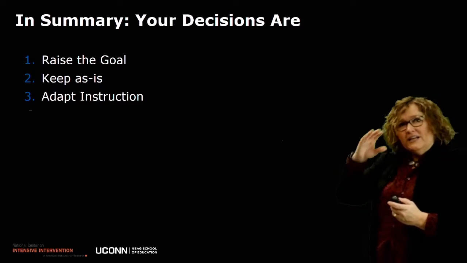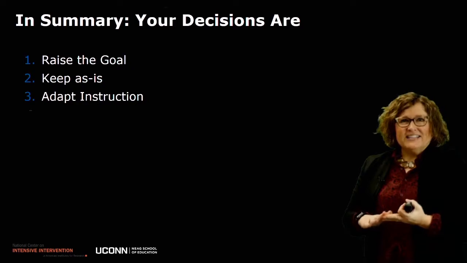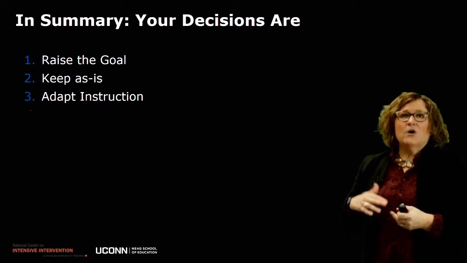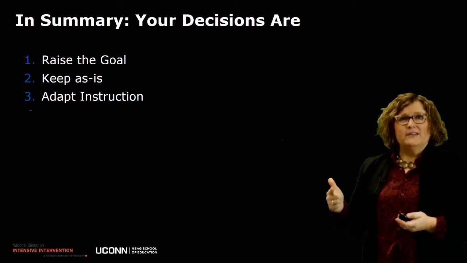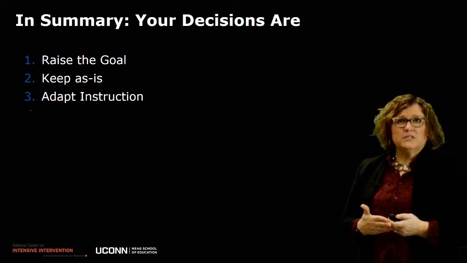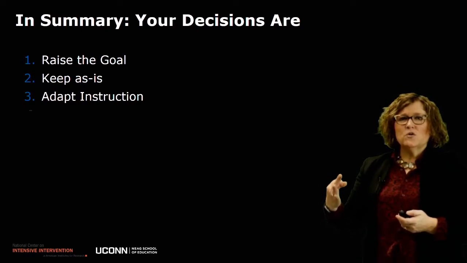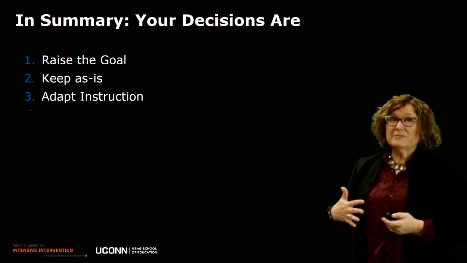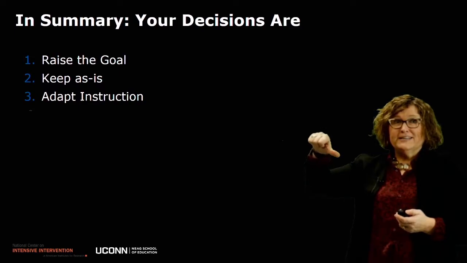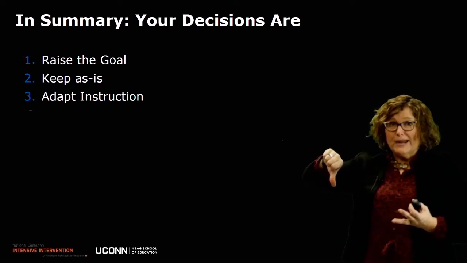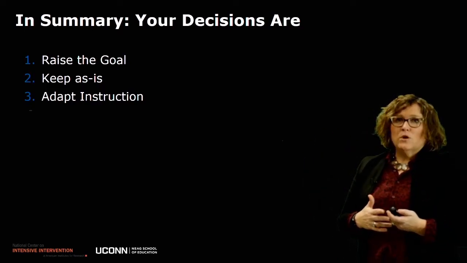So, in summary, your decisions: raise the goal, keep as is, adapt or change instruction. How are you going to do that? You're going to look at level, trend, variability. If you can keep those 3 things in mind: raise the goal, keep as is, adapt instruction. Sometimes I think of it as raise the goal, keep as is, thumbs down, it's not great, the data isn't going as great as we hope, adapt instruction. What are we going to look at?